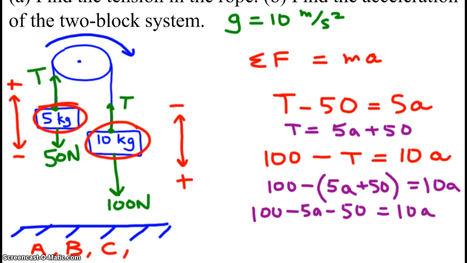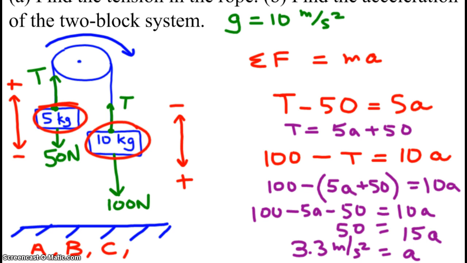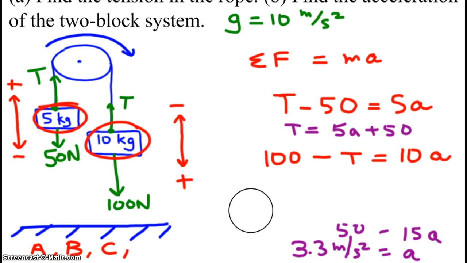You group all of the a terms together, and this is what we get. The acceleration is 50 over 15. What is that? I should be able to do this in my head. 3.3 meters per second squared. Don't forget your units. Now I'm going to erase my work since I have limited space.